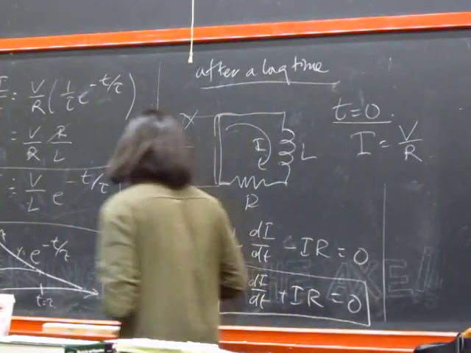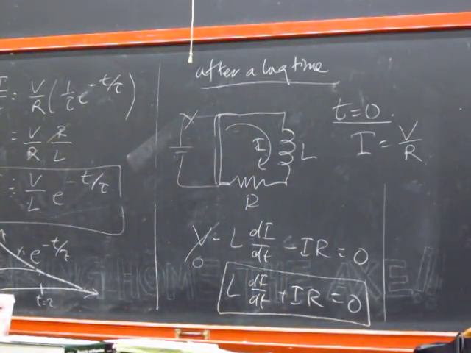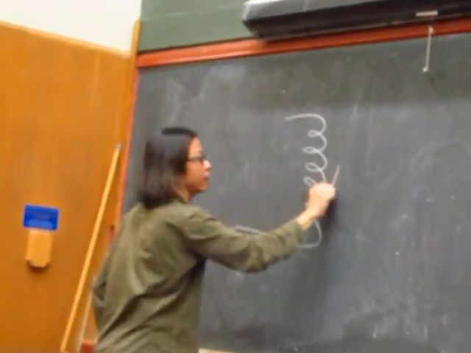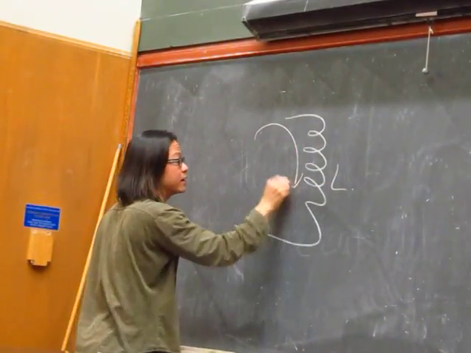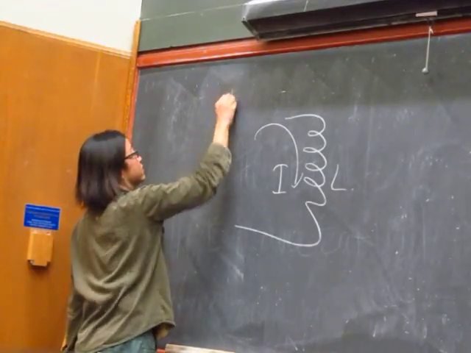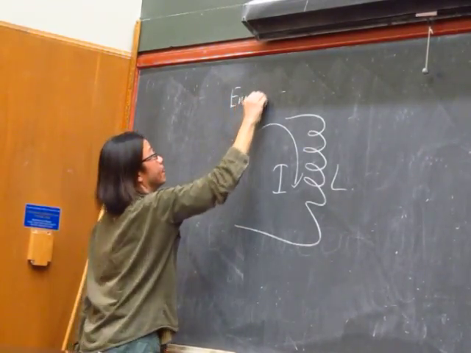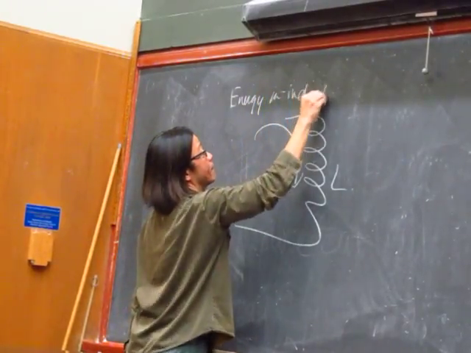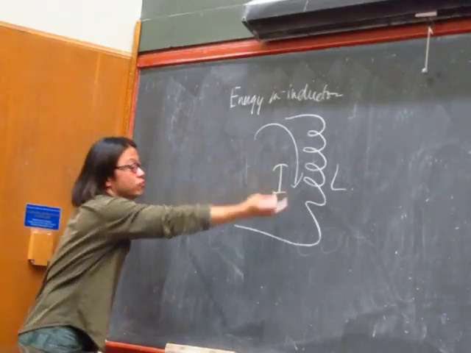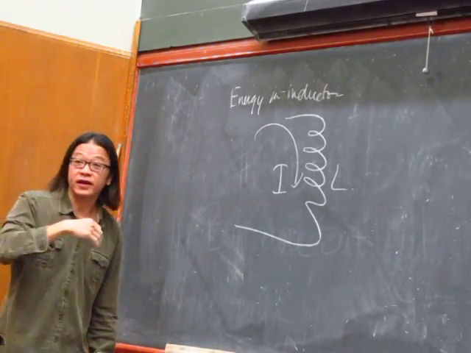Okay. So another way to look at this is slightly more general. The back EMF is related to the inductor. So if I have an inductor, in order to build a current I through it, this is more general, energy in the inductor. I have to increase it slowly enough, because of the back EMF.